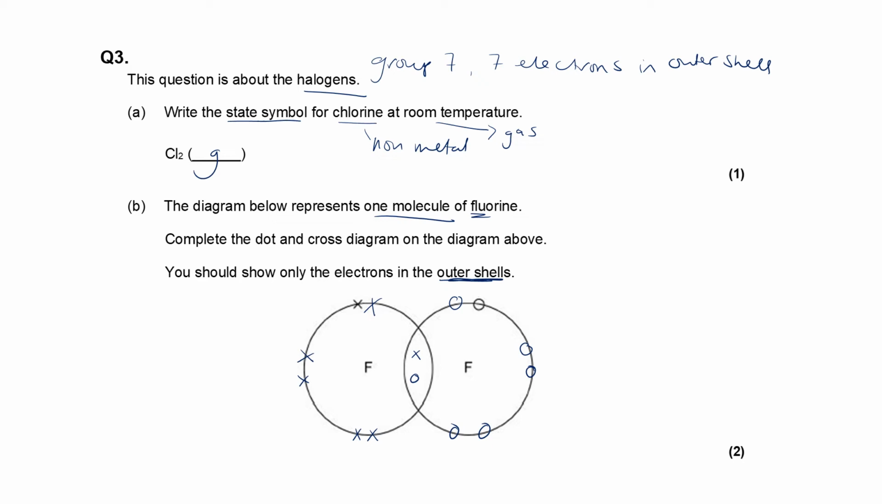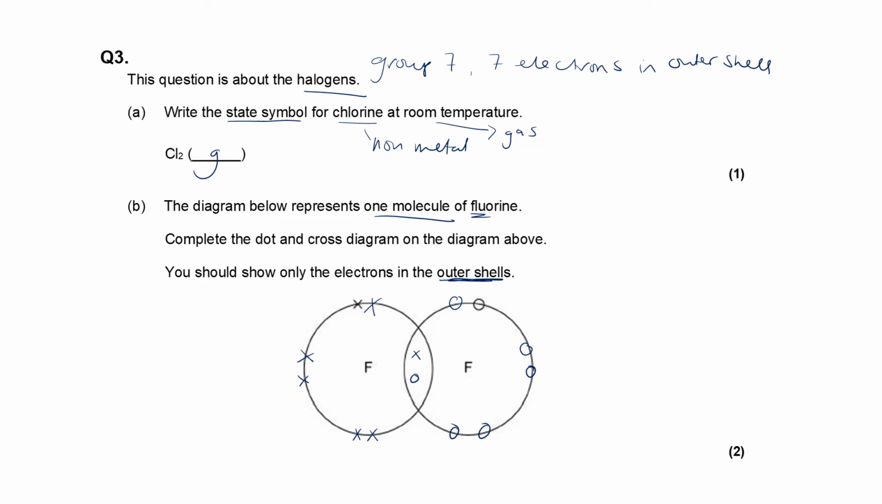Then part B says the diagram below represents one molecule of fluorine, which I know is another halogen. Complete the dot and cross diagram on the diagram above. You should show only the electrons in the outer shells. So they've drawn one electron in each shell, and they've given me a cross in one and a dot in the other. So I know that it's in group 7.